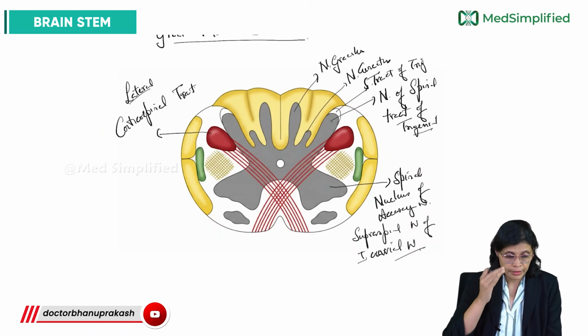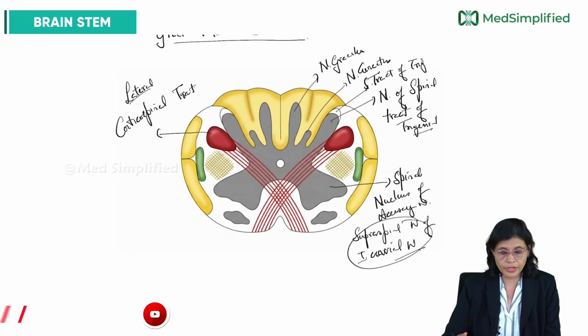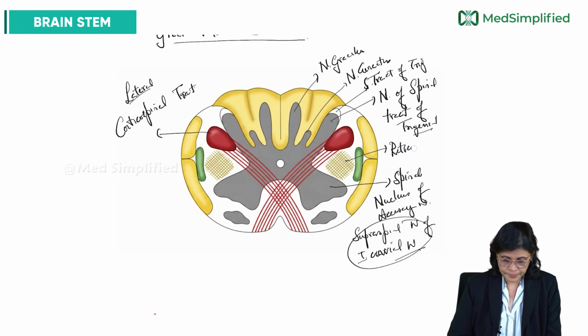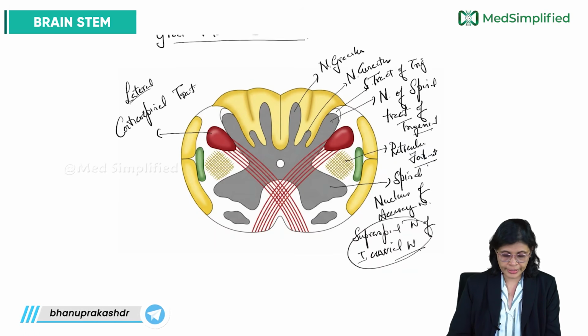Then the supraspinal nucleus gives off the efferent fibers of the first cervical nerve, and it will be continuous with the hypoglossal nerve. Then there is a diffuse zone, a diffuse network of fibers and scattered nuclei. This we call the reticular formation.